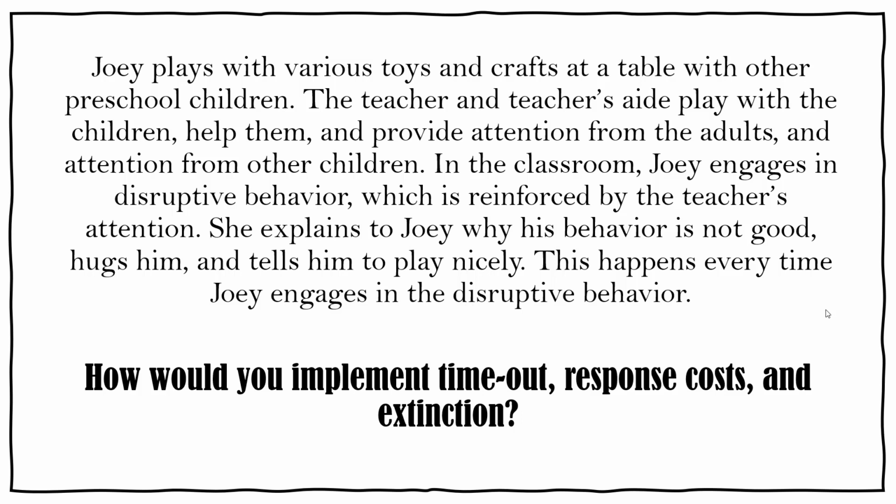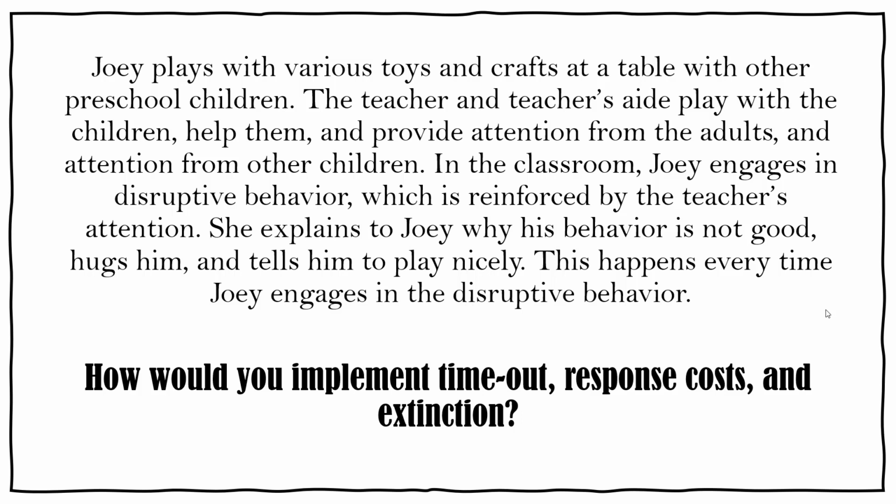Response cost is going to be, maybe Joey comes in when they start playing with the toys and the crafts at the table. Maybe he has a token board with 5 tokens on it, and he engages in the disruptive behavior and he loses a token. And so that would be an example of a response cost. And then of course you want to have some criteria to where if he loses so many tokens, then he doesn't get the backup reinforcer, something that he wants to do later on.